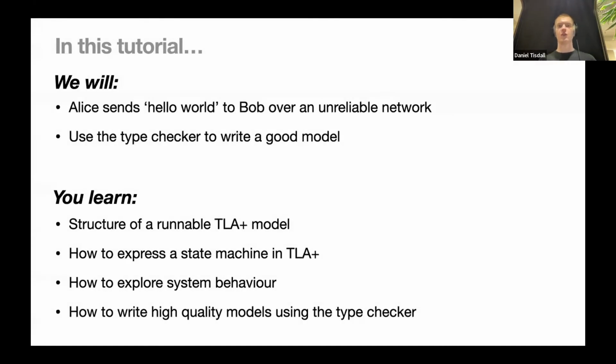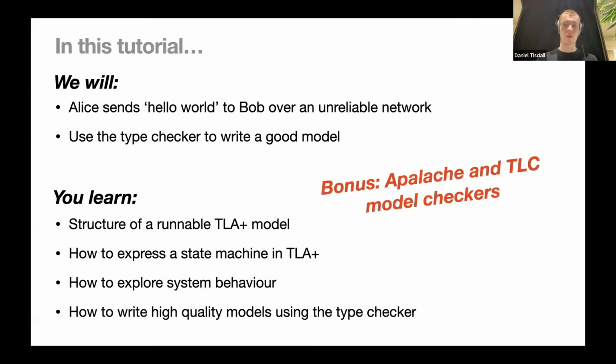So Alice sends hello world to Bob over an unreliable network. We'll model that system, and we'll use the type checker to help us catch bugs. So you'll learn the structure of a runnable model, how to express the state machine, how to explore system behavior, and how to make sure your models are high quality using a type checker, because like any kind of code, once a model gets to a certain size, it becomes difficult to know that the model itself is doing what you think it's doing. Apalache has support for that.